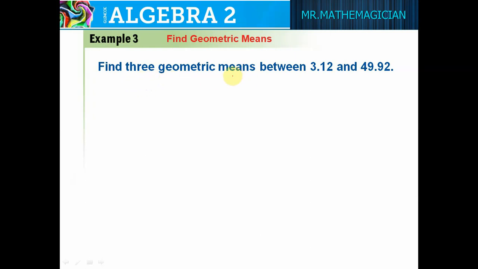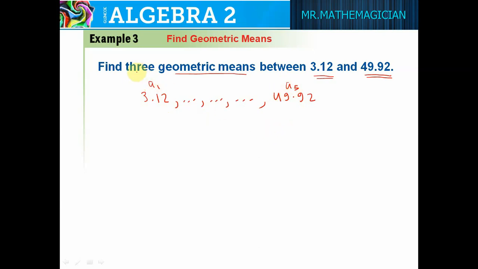Find three geometric means, geometric terms, between 3.12 and 49.92. Three geometric means between these two numbers. If we are going to insert three terms between 3.12 and 49.92, so this will be a1, this is a2, a3, a4, and this will be a5 for sure.